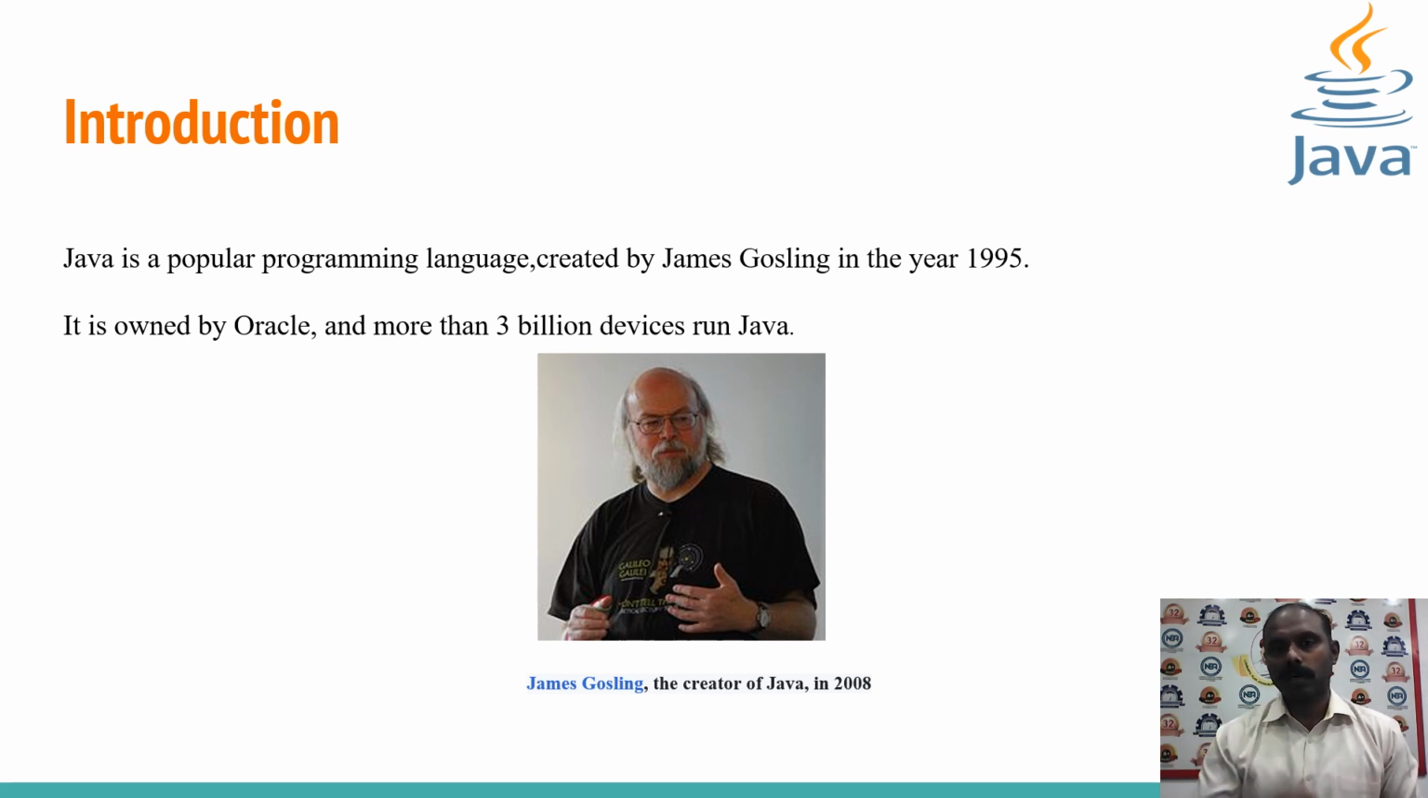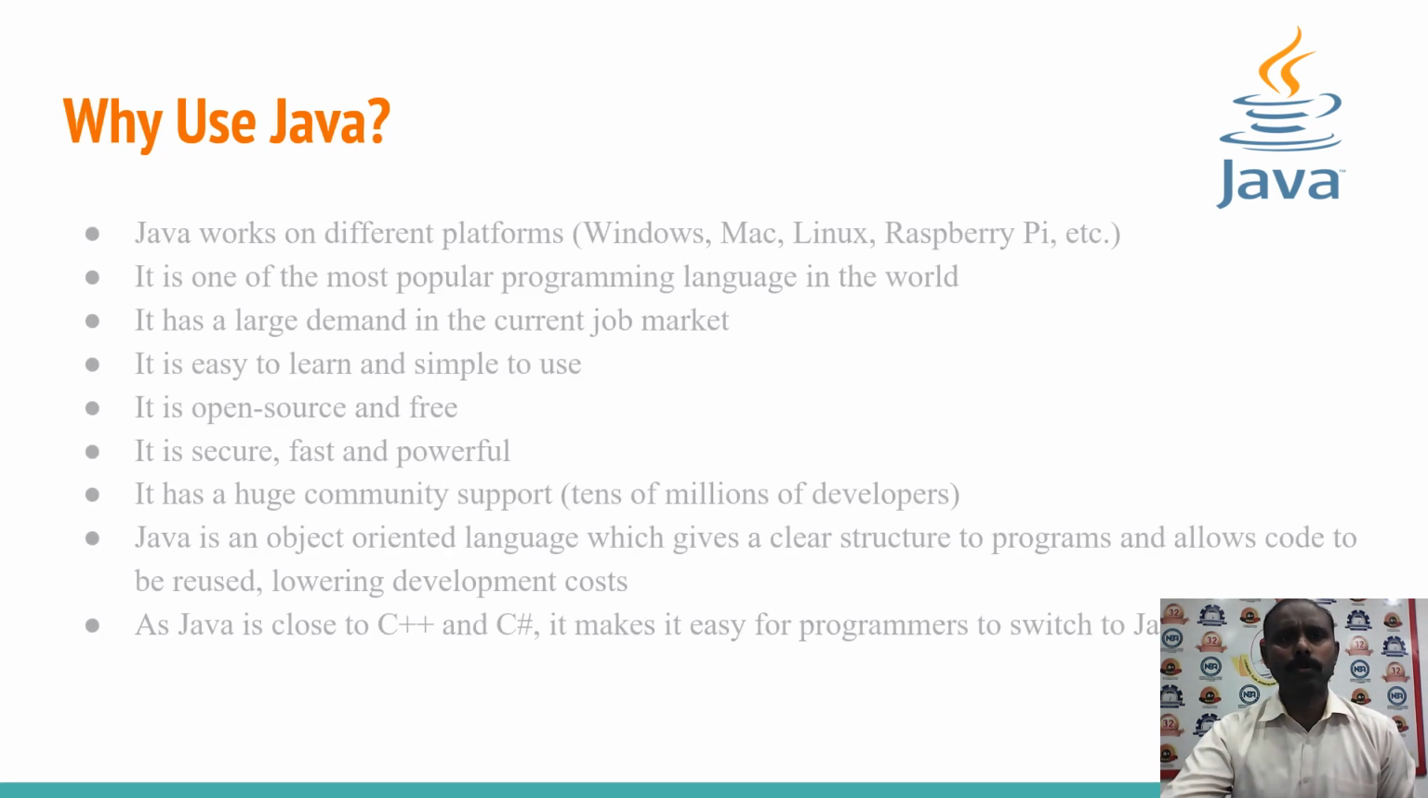This is a photo of the father of the Java programming language, James Gosling, and this picture was taken in the year 2008. So we'll see now, why use Java?